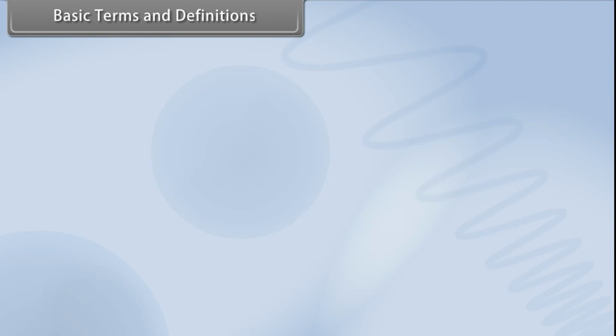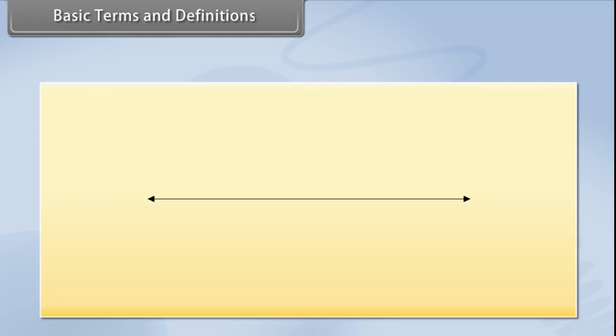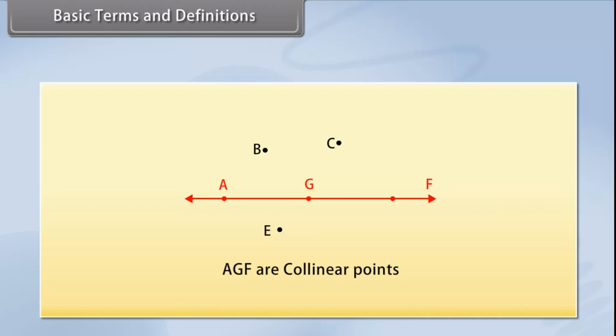Basic terms and definitions. We know that a part or portion of a line with 2 endpoints is called a line segment. The line segment AB is denoted by this symbol. A part of a line with 1 endpoint is called a ray. The ray AB is denoted by this symbol. And the line is denoted by this symbol. We also know that if 3 or more points lie on the same line, they are called collinear points. Here, A, G, F are called collinear points. And points B, C, and E are called non-collinear points.